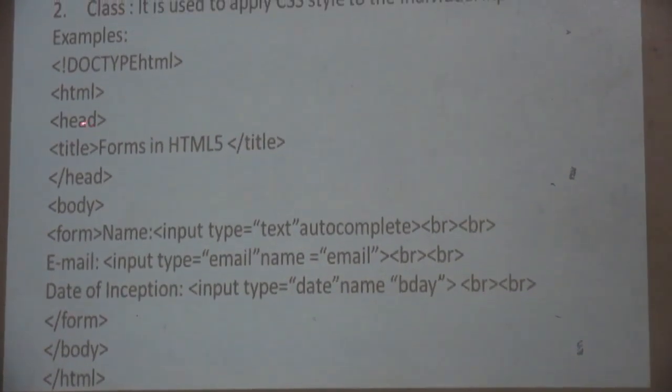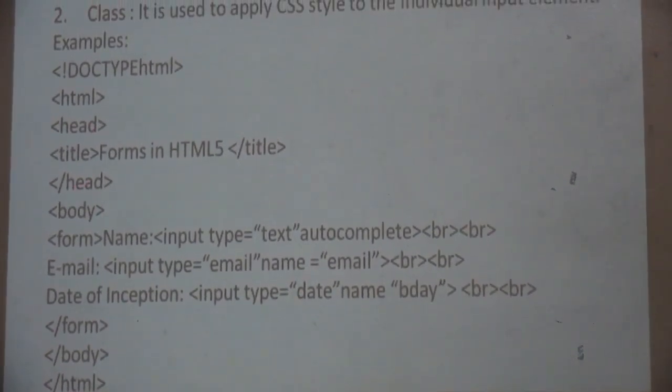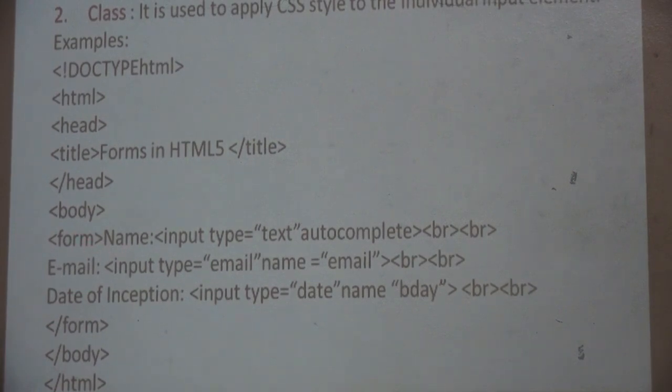We close this title tag with the end tag /title, and close the head tag with /head. Now we describe the body tag. In this body tag we have the form. In the form, input type is equal to text, with the name. Then the break tag is used for a line break. I am using only 3 fields here: name, email and date of inception, meaning birthday or date of birth.